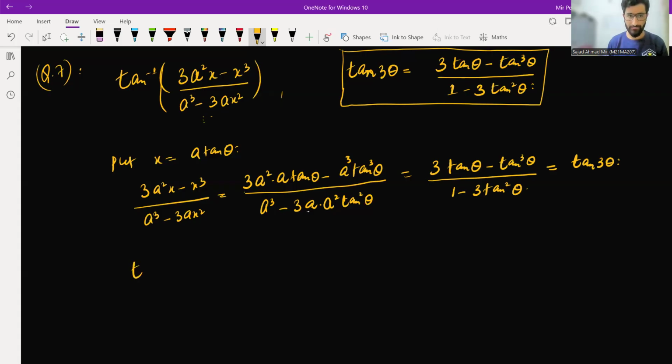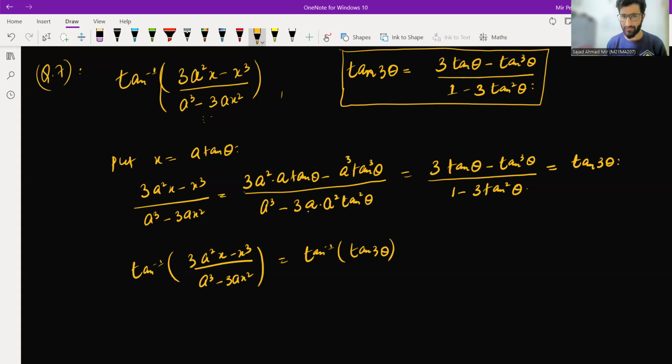So tan inverse of 3a square x minus x cube divided by a cube minus 3a x square. This is tan inverse of tan of 3 theta, which is 3 theta, and theta we have, so it's 3 times tan inverse of x by a. This is the final answer for this.